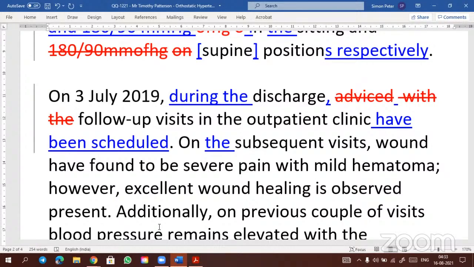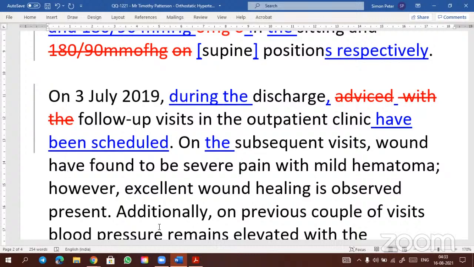Right. So severe pain where? At the wound site. Severe pain with mild hematoma. Severe pain with mild hematoma. Fine.